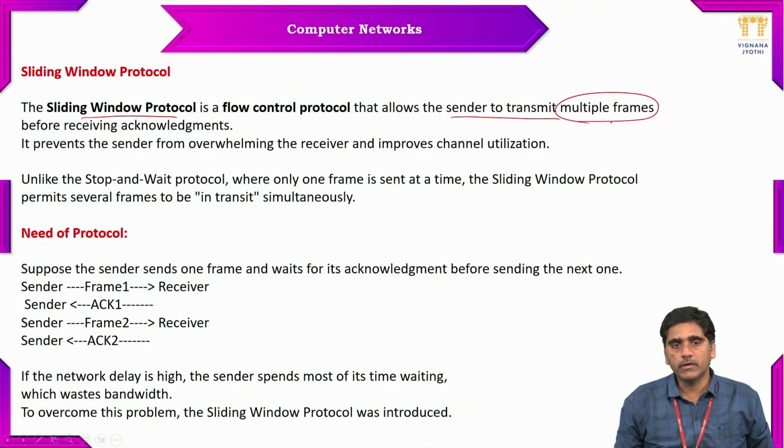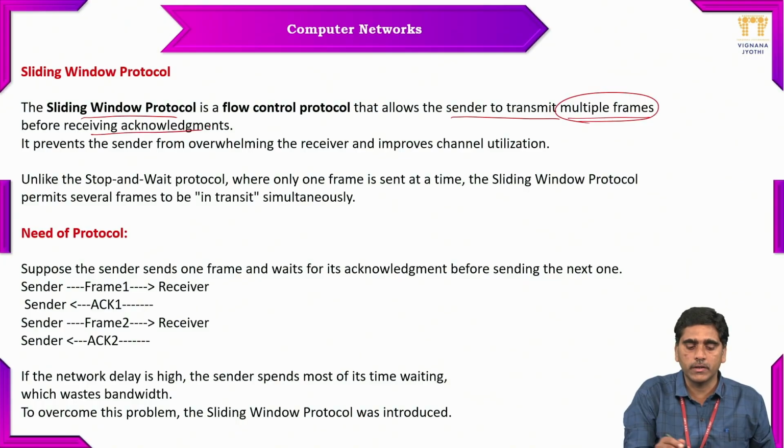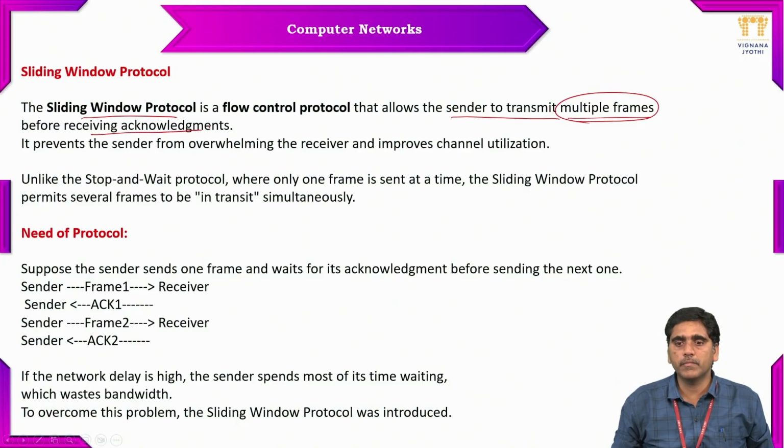Whenever data is transmitted from the data link layer to the physical layer, the data will be converted into the form of frames, right? So the sliding window protocol is the flow control protocol that allows the sender to transmit multiple frames before receiving any acknowledgement. In normal data transmission, for each and every frame you get an acknowledgement from the receiver side. Here, this protocol allows sending multiple frames before receiving acknowledgements.